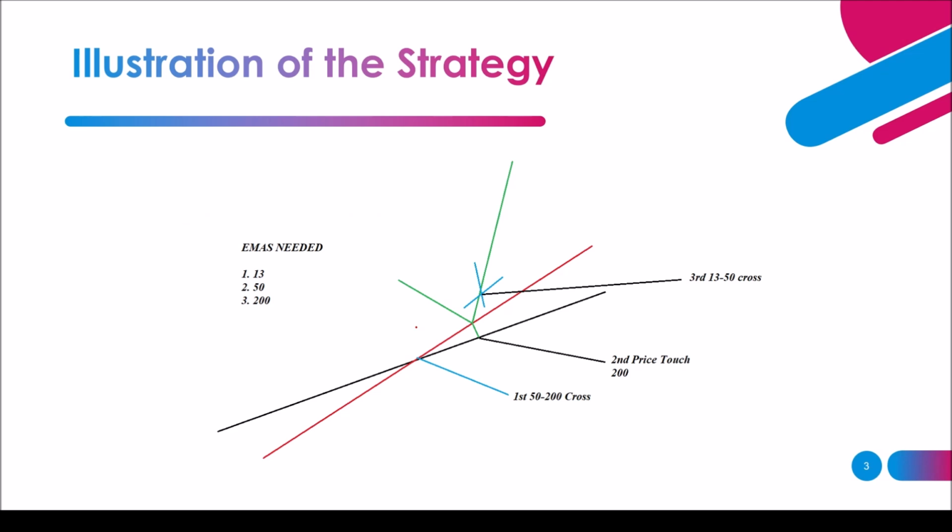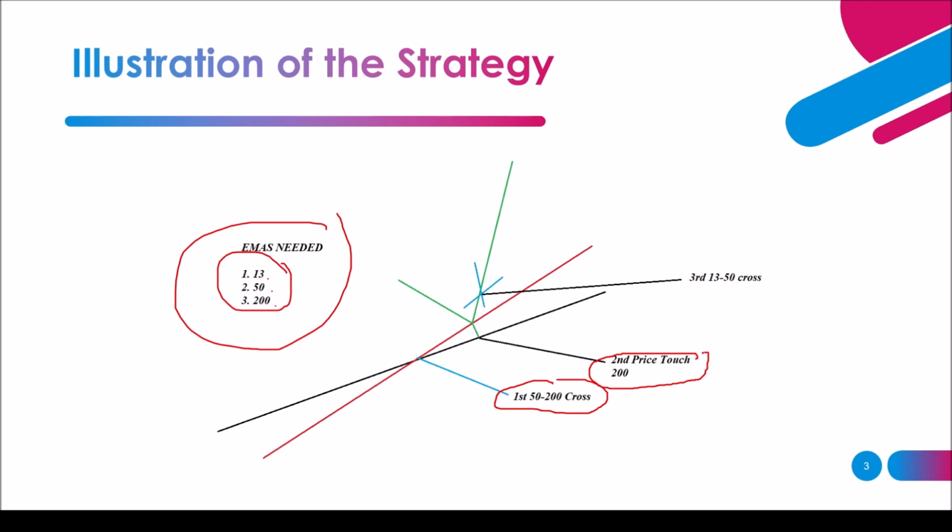So basically this is the strategy in full, but you need to see how we'll illustrate it on real markets. The EMAs that we are going to need are the 13, 50, and 200 EMA. All those exponential moving averages are applied to close. The first thing that we need to see is a 50/200 EMA crossover, right? As we have said, this is an EMA crossover scalping strategy. So the 50/200 EMA crossover. Then the next thing is to see price touch the 200 EMA.